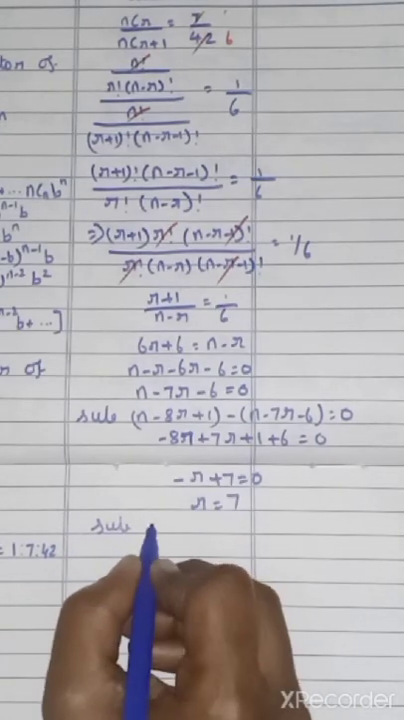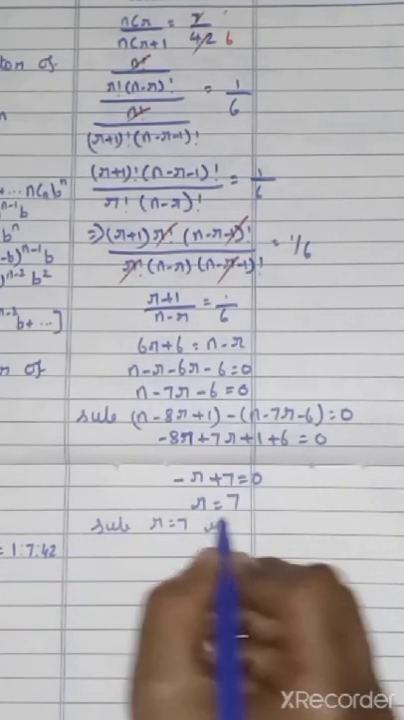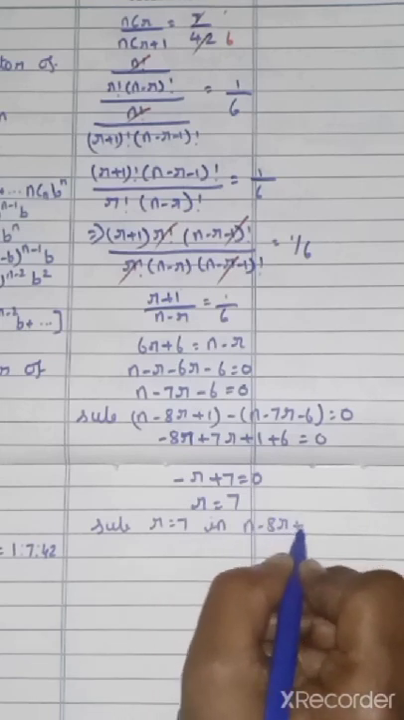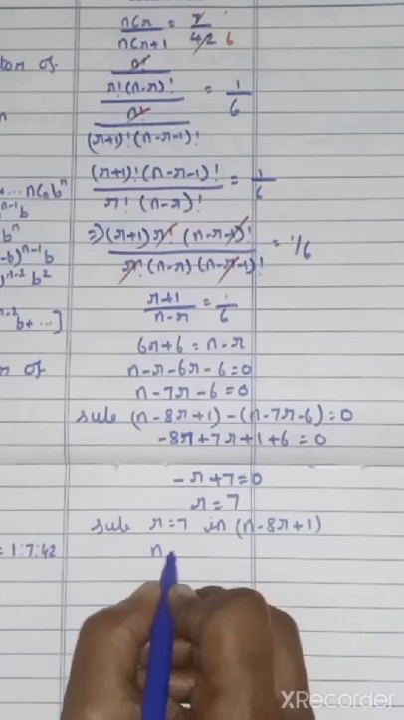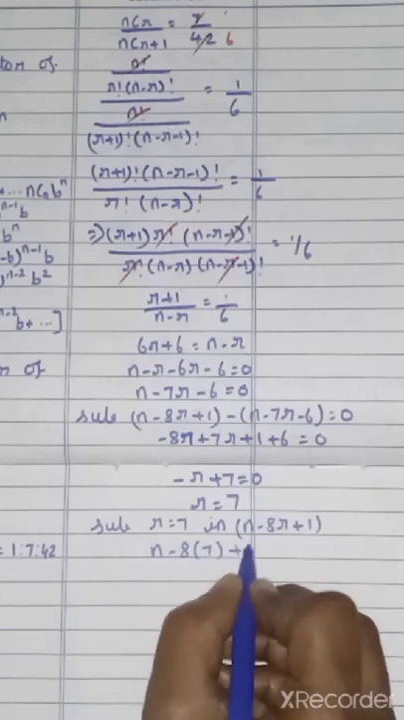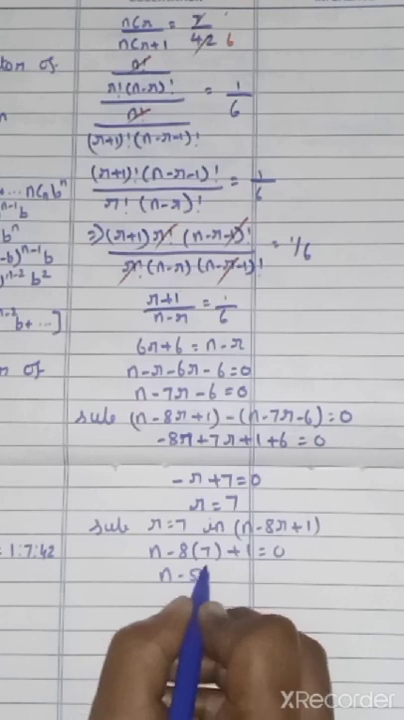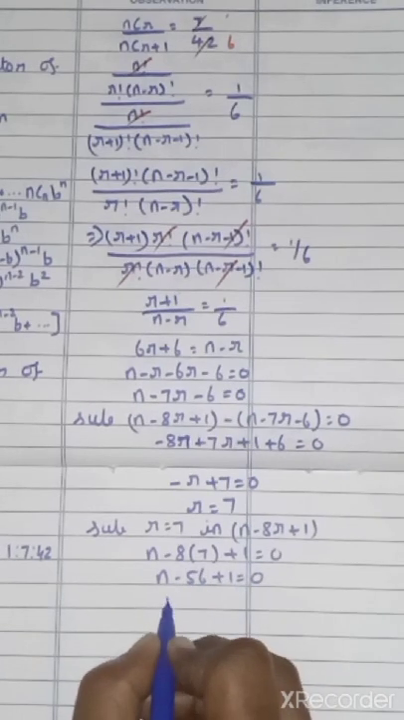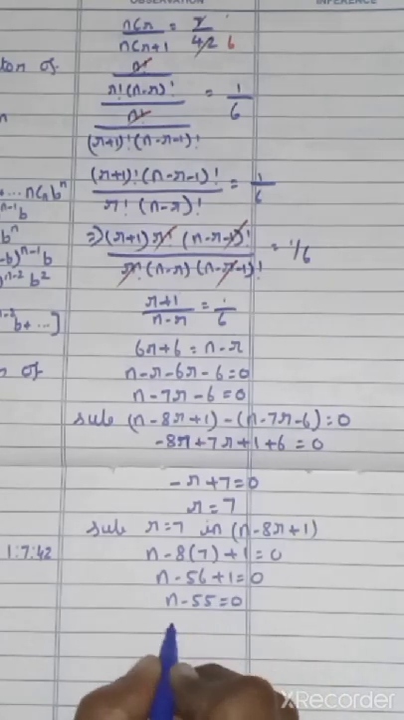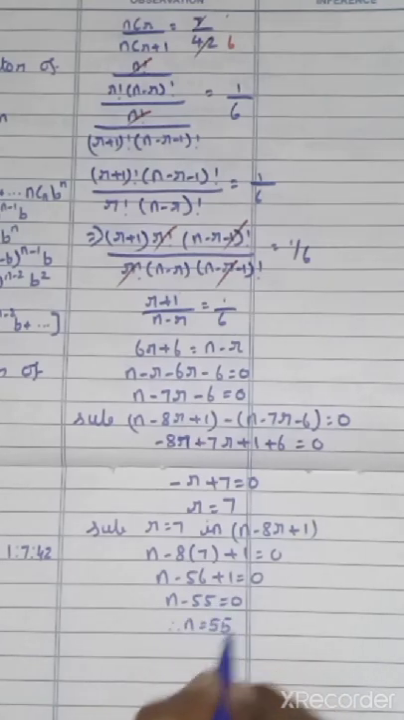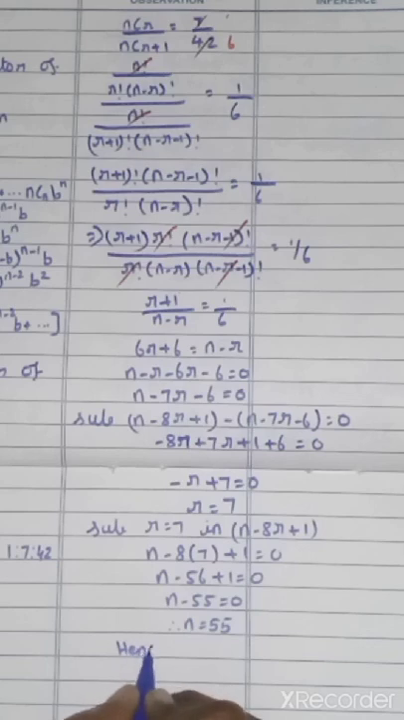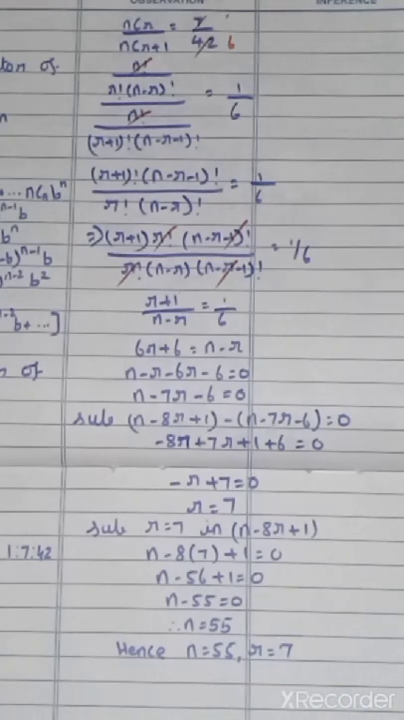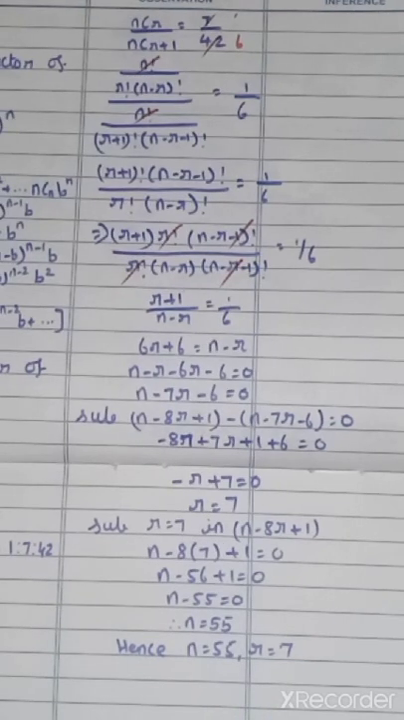So substitute r equal to 7 in n minus 8r plus 1. We get n minus 8 into 7 plus 1 equal to 0, that is n minus 56 plus 1 equal to 0, n minus 55 equal to 0. Therefore, n equal to 55. Hence, what is your n value? 55, and r is equal to 7. That is what we have to find. We got the n value: n equal to 55.